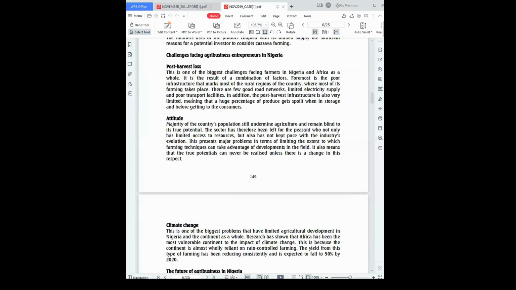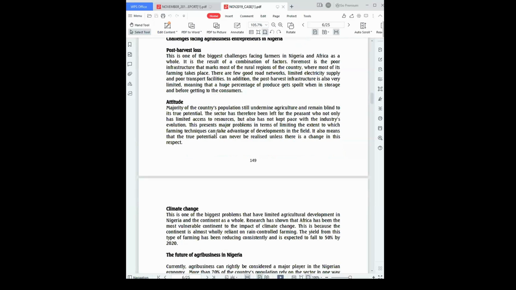Then they talk about challenges facing agribusiness in Nigeria. They mention post-harvest loss. Yes, that is expected. So if there are losses, we could attribute them to this post-harvest loss. Someone can also say that the examiner is already giving hints to the student on possible issues that the client could be facing in that industry.